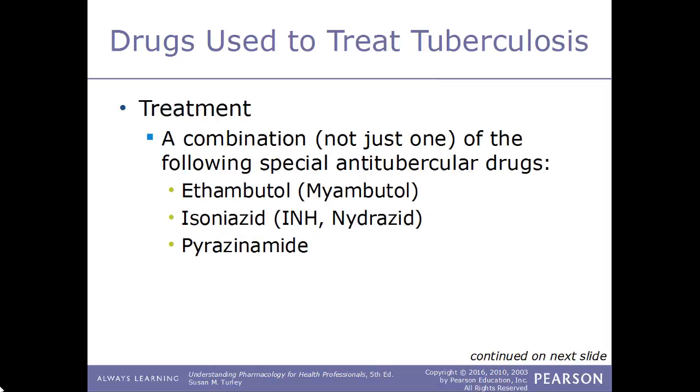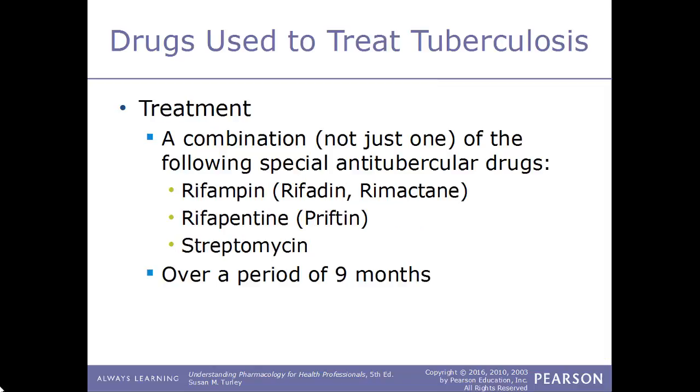So when it comes to treatment of M. tuberculosis, you have to use a combination of special anti-tubercular drugs. You can't use just one. You have to use a combination of drugs. Some examples of drugs that you could use in combination with one another: ethambutol, which is sold under the name Myambutol; isoniazid, which is sold under the name INH or Nydrazid; pyrazinamide is another example. It could also include rifampin, which is sold under the names Rifadin or Rimactane; rifapentine, which is sold under the name Priftin; and also streptomycin.